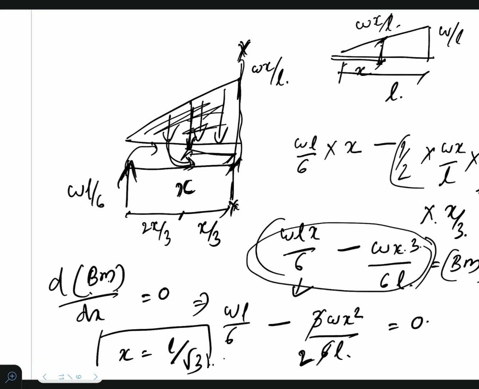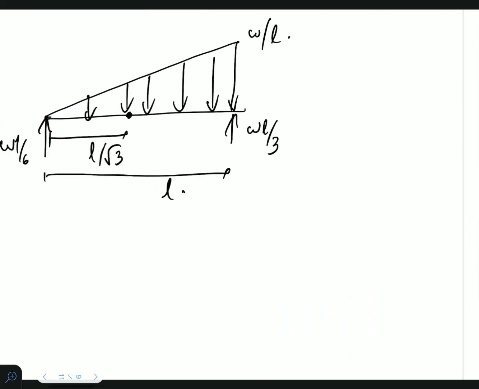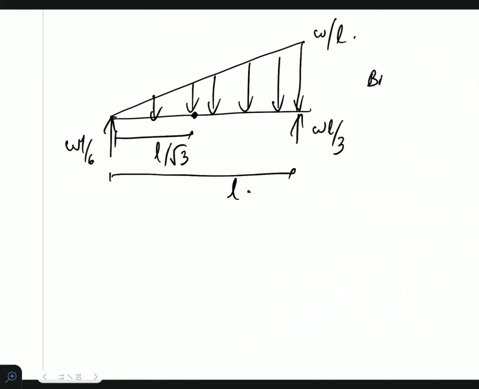So solving that, putting x is equal to L by root 3, you will get the maximum value of bending moment in that section, that is this section at a distance of L by root 3. Okay, so you can solve this one. WL into L by root 3 by 6 minus W by 6L into x cube. Instead of x cube, it will be L by root 3 whole cube. So solving that, you will get bending moment maximum as WL square by 9 root 3. Okay, so that will be the value there.